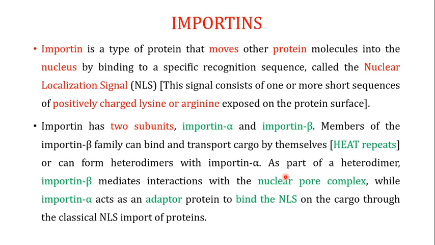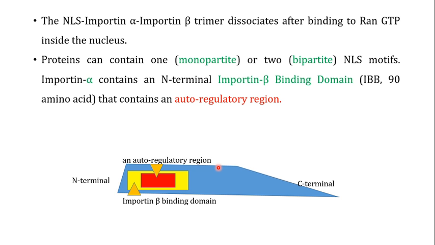Now, when this heterodimer forms, the heterodimer of the Importin-α and the Importin-β, in this particular heterodimer the Importin-β is responsible for mediating interaction with the nuclear pore complex, utilizing its HEAT repeats, while the Importin-α acts as an adaptor protein to bind to the NLS on the cargo through the classical NLS import of proteins. So in this Importin-α/β heterodimer, the Importin-β is responsible for binding to the nuclear pore, and the Importin-α binds to the cargo protein, utilizing the NLS of that cargo protein.